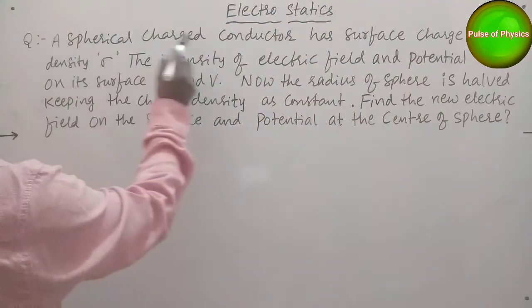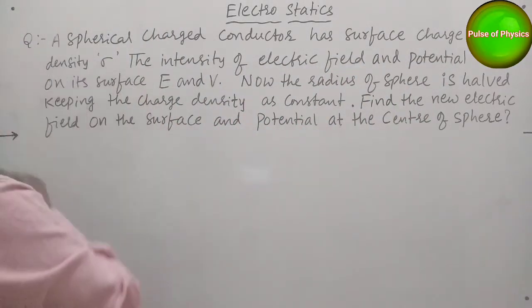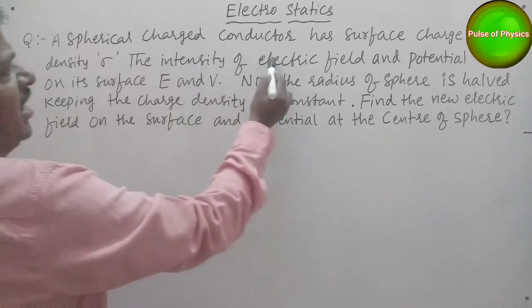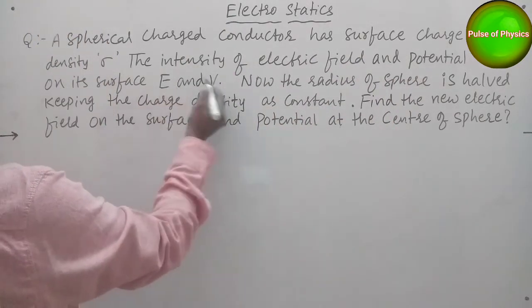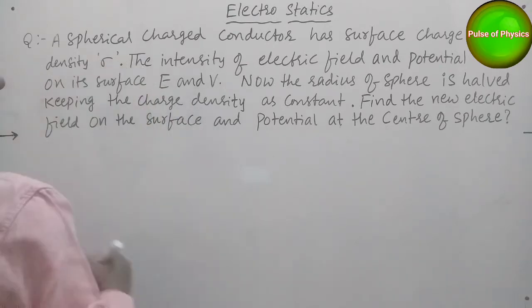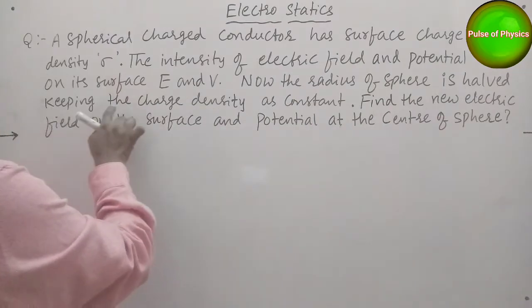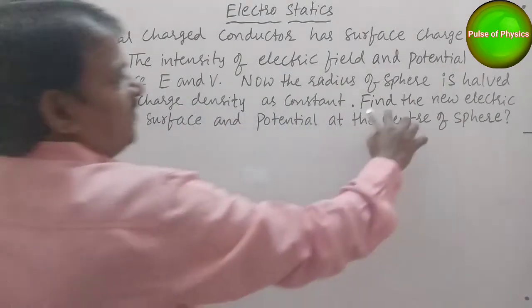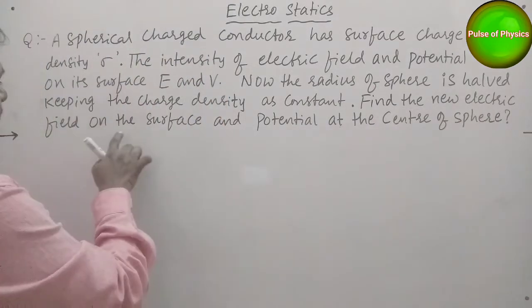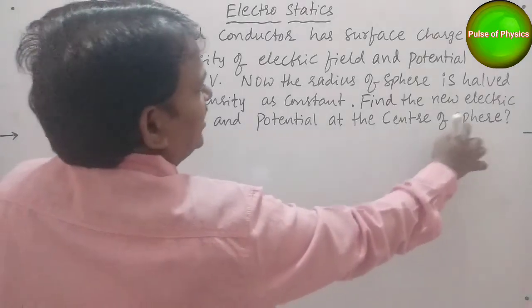A spherical charged conductor has surface charge density sigma. The intensity of electric field and potential on its surface are E and V. Now the radius of the sphere is halved, keeping the charge density constant. Find the new electric field on the surface and the potential at the center of the sphere.